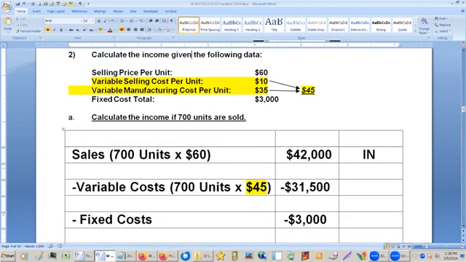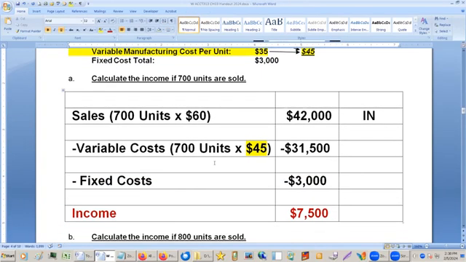Okay, so again, we can do what if? What if we sold 700 units? What would the income be? Can't do that with regular accounting. But with this cost volume profit, they've got a managerial income statement where we break it up between variable and fixed costs. We know how the costs behave, and that's all we need to know.